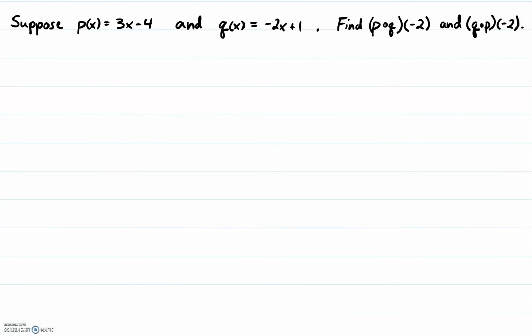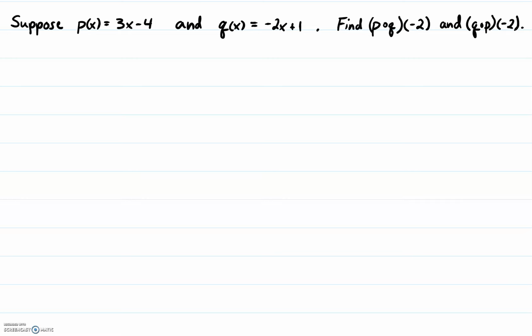In this video, we're going to suppose that p of x is 3x minus 4 and q of x is equal to negative 2x plus 1. We want to use those two functions to find p of q of negative 2 and then q of p of negative 2. And so this p of q and this q of p, those are composed functions.